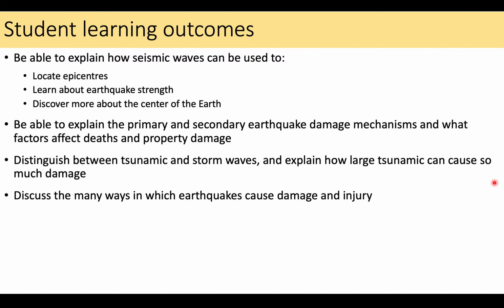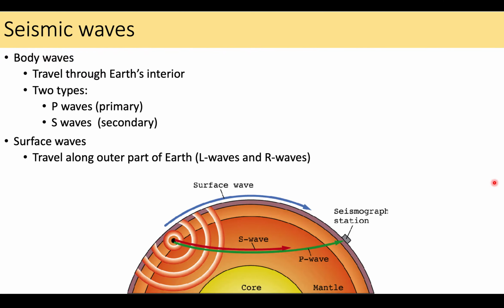So the goals of this section of the lecture are to be able to explain how seismic waves can locate epicenters, explain earthquake strength, and discover more about the center of the Earth, as well as explain primary and secondary earthquake damage mechanisms and the different factors that affect it, as well as distinguish between tsunami and regular storms, explain how tsunamis actually cause so much damage and what types of faults they occur on, as well as discussing the many different ways that earthquakes can cause damage and injury, and a little bit of earthquake preparedness.